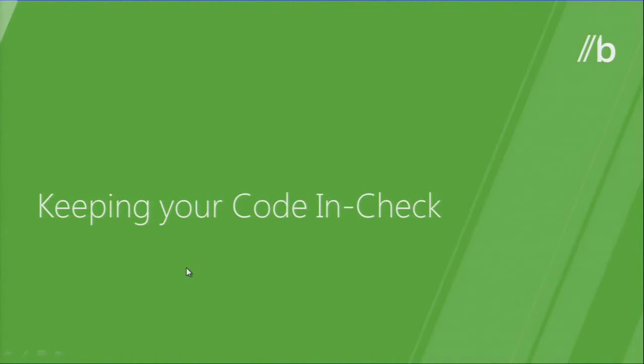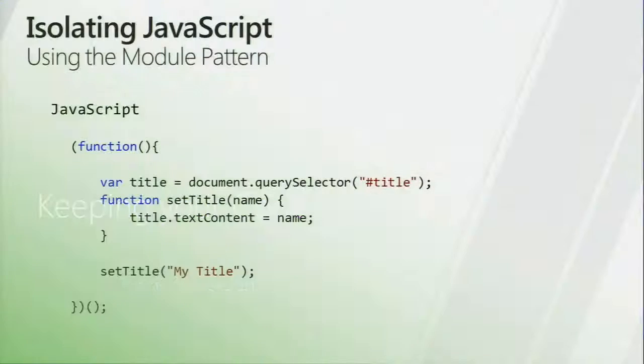All right, now that we've got the fundamentals in place, I want to talk a little bit about some techniques you can use to keep your code in check as you add more and more capabilities to your HTML5 apps. One of the key things you might run into is that in JavaScript, everything's in the global scope by default. And you don't want to keep creating more complex function and variable names to keep everything from colliding.